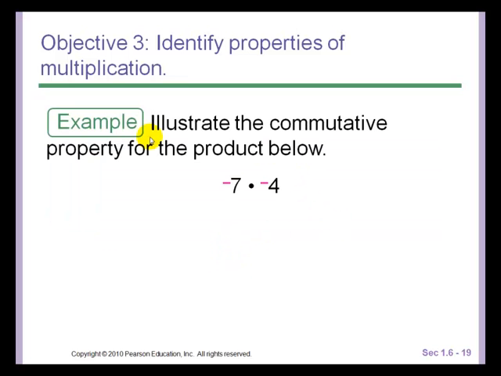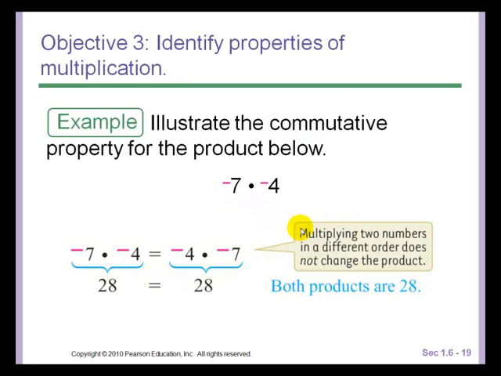Now we will look at an example illustrating the commutative property. So negative 7 times negative 4. No matter which order you put them in, they both come out to be a positive 28.